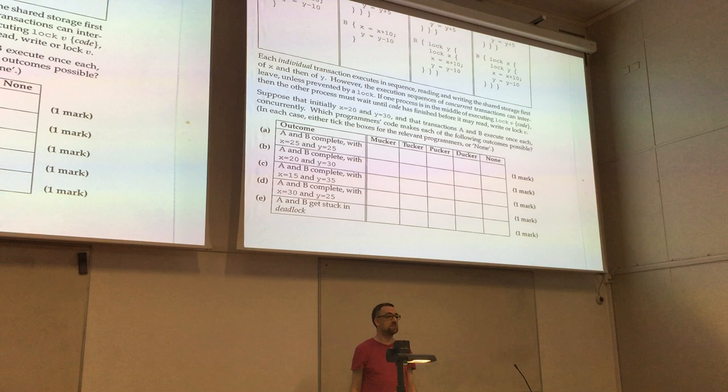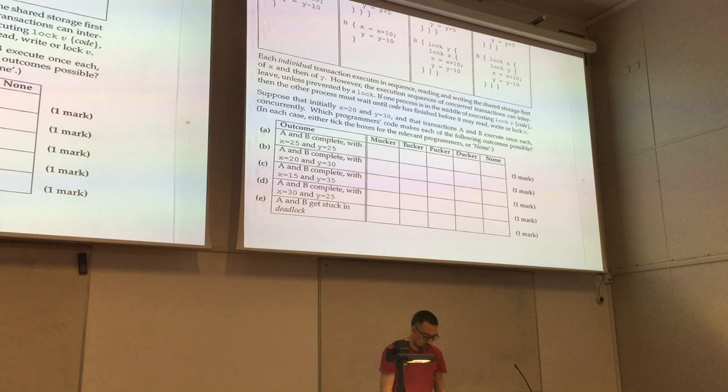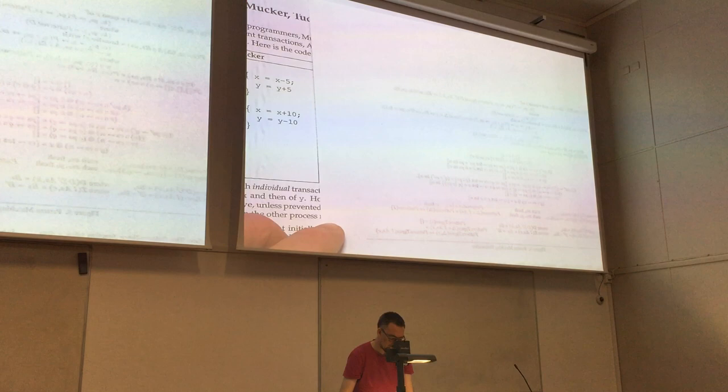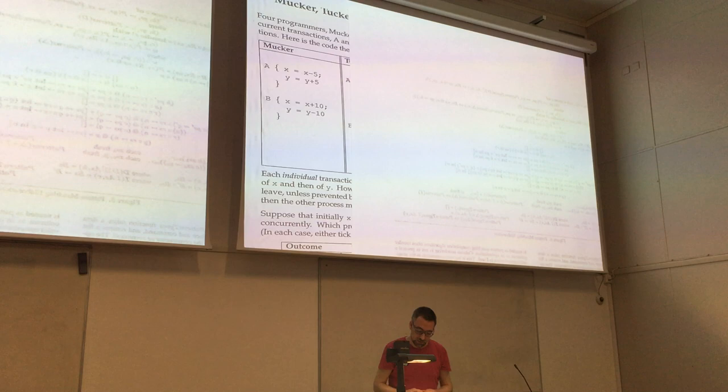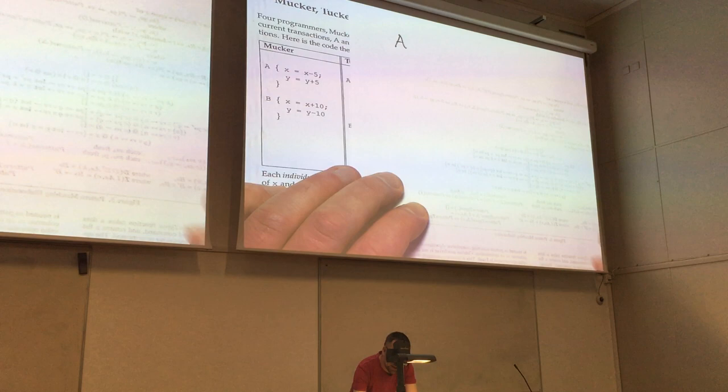So let's try and be a bit systematic about what's going on. Let's first of all figure out what Mucker's code actually does. So there'll be a transaction A and a transaction B.